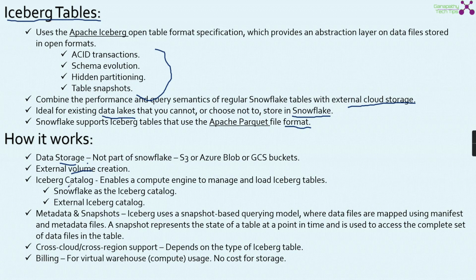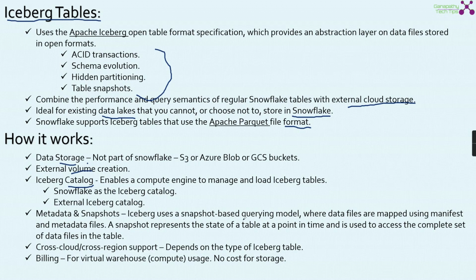Moving on, there is something called an Iceberg catalog, which is very important, and which enables the compute engine to manage and load the Iceberg tables. That can be done in Snowflake in two different ways. Using Snowflake as the Iceberg catalog is one mechanism, and using an external Iceberg catalog is also possible using the catalog integration option.